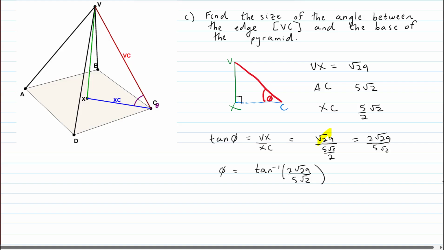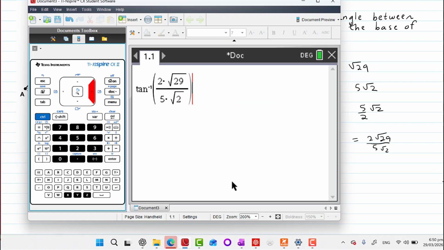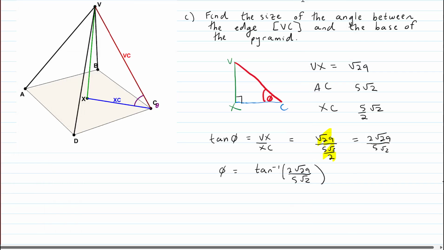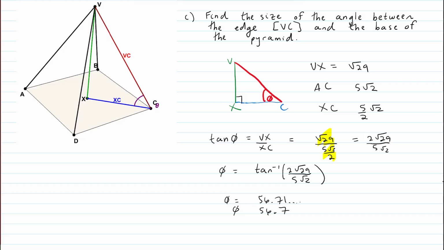You can just put it straight in your calculator like that. That's not a problem. So we'll just go ahead and solve that. So I'll bring the calculator up. I've got it entered in there already. And we get 56.71 degrees and so on. So therefore theta is equal to 56.71. And to 3 significant figures, we'll leave it at 56.7 degrees. Okay, and that is part C.